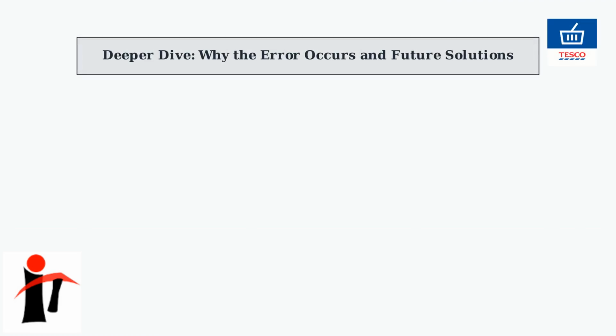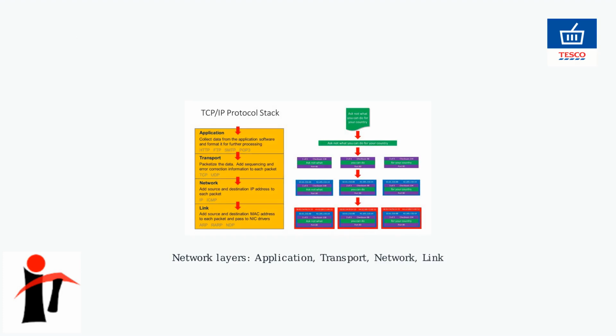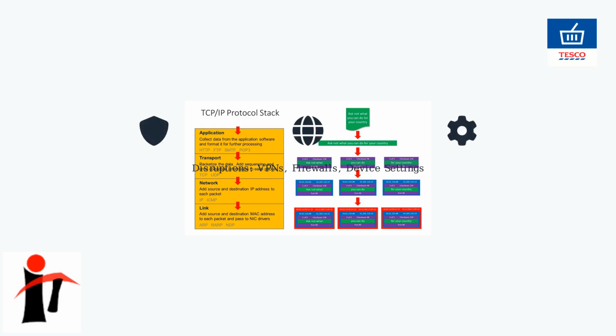Delving deeper, this error often points to fundamental network layer misalignments rather than a total internet outage. The Tesco app, like other mobile applications, relies on stable TCP/IP stacks, which can be disrupted by VPNs, firewalls, or device settings. Public Wi-Fi networks and captive portals can cause the app to get stuck in a pending state, as it requires explicit internet access to load correctly.